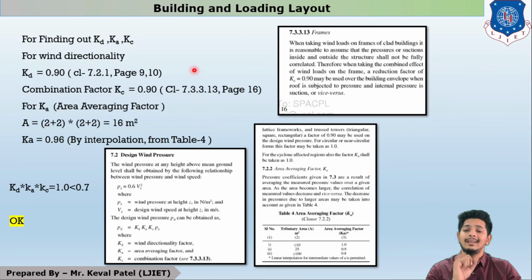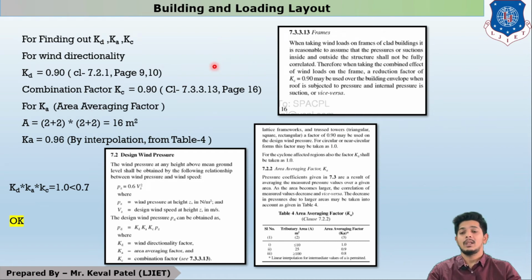Now I will need Kd, Ka and Kc. For that, first finding out Kd, the wind directionality factor. For Kd, page number 9 and 10, clause number 7.2.1 suggests that Kd should be taken as 0.90 if the building is a framework, and if the building is circular or nearly circular, you should take it as 1. So it is generally a framework, or we can say a rectangular geometry of building. So we will take it as 0.9.